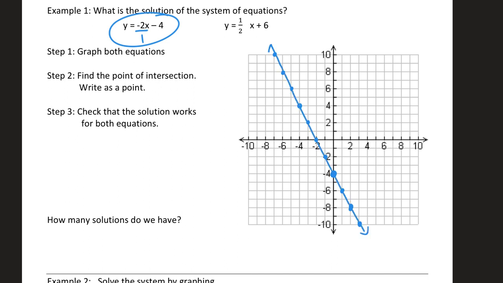And I'm going to switch colors for you so you can see the difference between these. I'm going to start on my red line now. So that equation looks like my b is 6. So I'm going to begin on my y-axis at +6. And my slope is 1 over 2. So positive 1, I'm going to go up 1. Positive 2, I'm going to go right 2 as far as I can go. Up 1, right 2. Up 1, right 2.